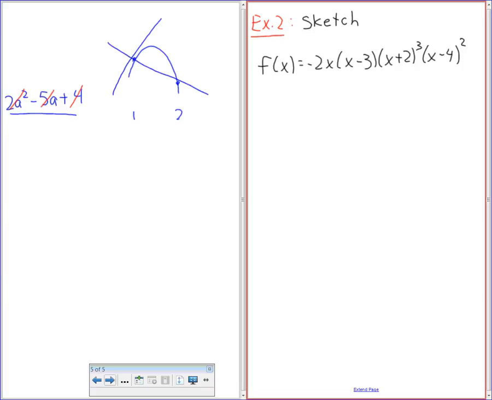Okay, why is this the version we want? What will this give us right away? This will give us the roots, right? And that's what we need for this, okay? If you foil this out, that's fine. But remember to graph, you're always going to need the roots here.